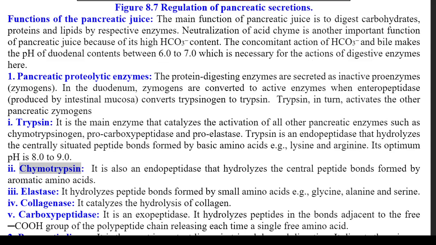ii. Chymotrypsin is also an endopeptidase that hydrolyzes the central peptide bonds formed by aromatic amino acids. iii. Elastase hydrolyzes peptide bonds formed by small amino acids, for example glycine, alanine, and serine. iv. Collagenase catalyzes the hydrolysis of collagen. v. Carboxypeptidase is an exopeptidase. It hydrolyzes peptides in the bonds adjacent to the free COOH group of the polypeptide chain, releasing each time a single free amino acid.